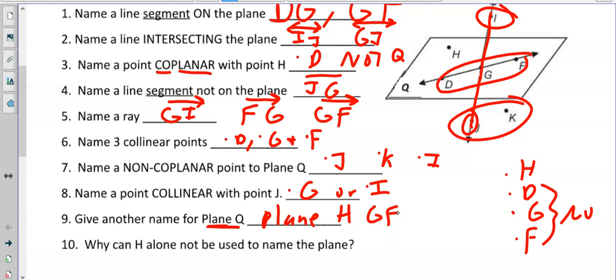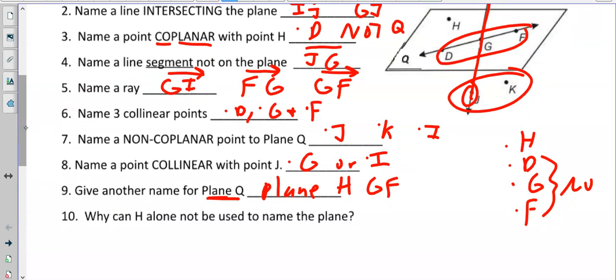Now, why can H not be the name for a plane? Well, it is a point.